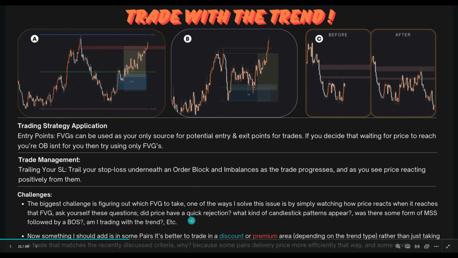Now, something I should add is in some pairs, it's better to trade in a discount or premium area, depending on the trend type, rather than just taking a trade that matches the recently discussed criteria. Why? Because some pairs deliver price more efficiently that way and some don't. So when trading with fair value gaps, I would recommend that you watch and look at how structure reacts on that specific trading pair or instrument. Because again, some retrace into fair value gaps that are in premium or discount areas and some don't. So you'll have to adjust your strategy according to that.